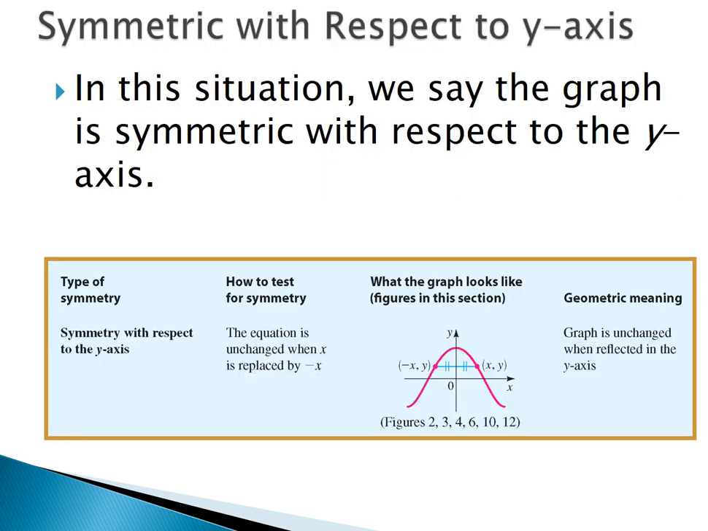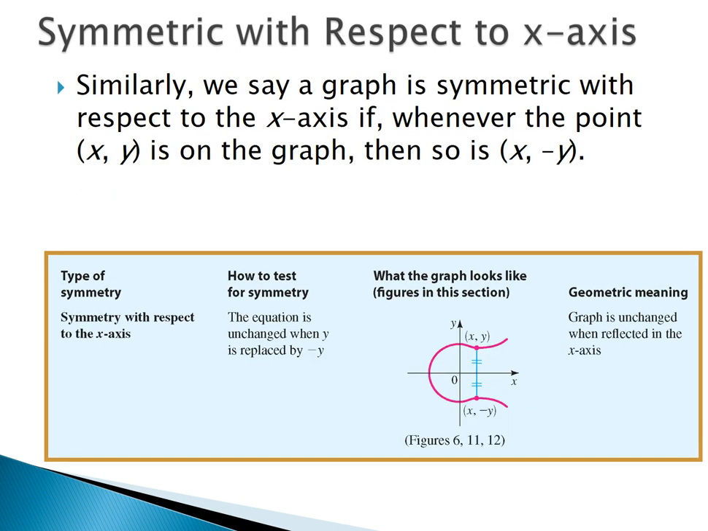So we're going to be testing for three different types of symmetry. The first one is y-axis symmetry. How do we test it? We plug in negative x, and you look to see whether anything changes. So the graph is unchanged when it's reflected in the y-axis. And here's a picture of what y-axis symmetry looks like. Now, if I'm going too fast, feel free to press pause and write these things down.